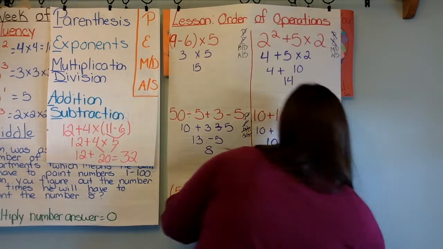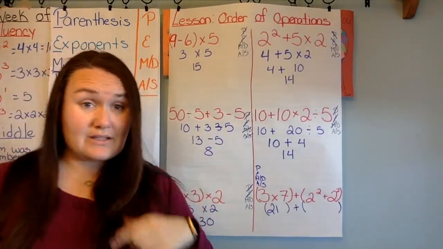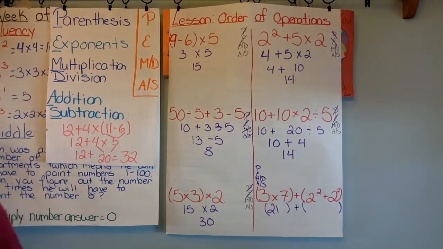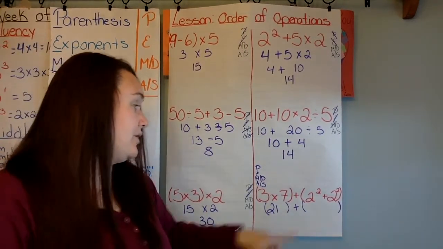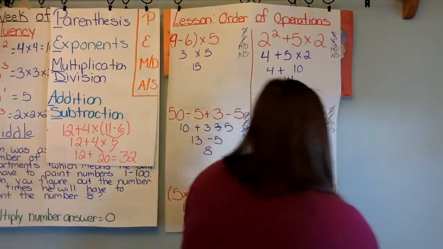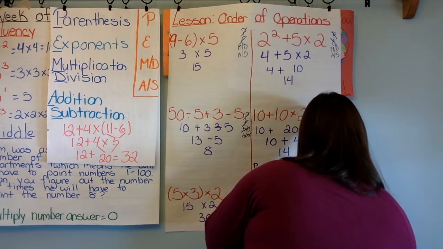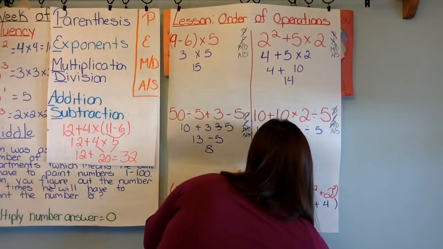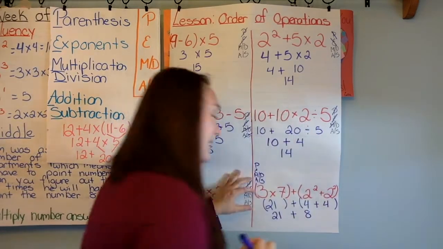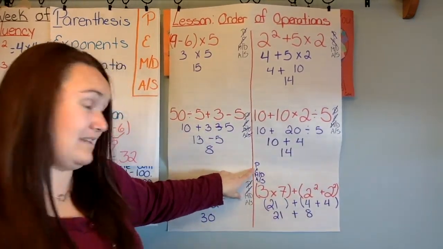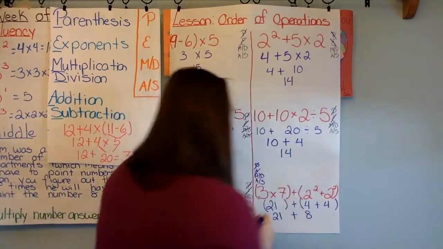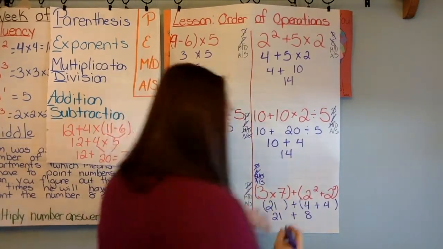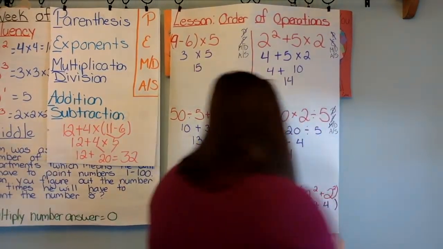Plus. Now, I have exponents inside the parentheses, and that's fine. So I'm still going to solve them as you see it. 2 squared is 4. Plus 2 squared is 4. So now I kept this as it is. 21 plus 8. So I did my parentheses, I did my exponents, they were kind of a combination. Is there any multiplication or division? Nope, because we already did that. Now addition and subtraction. 21 plus 8 equals 29.